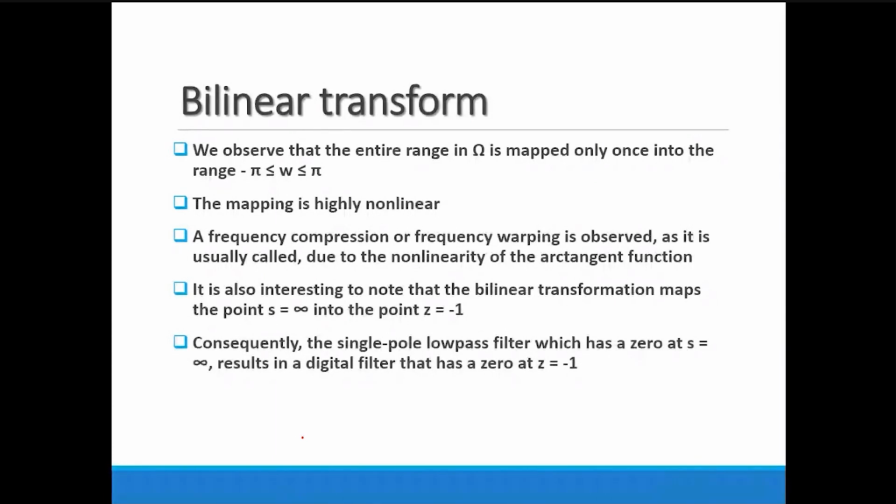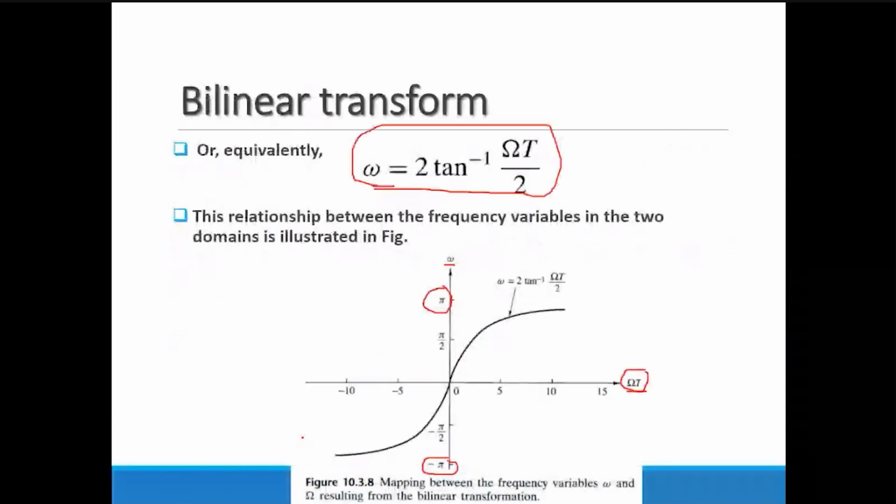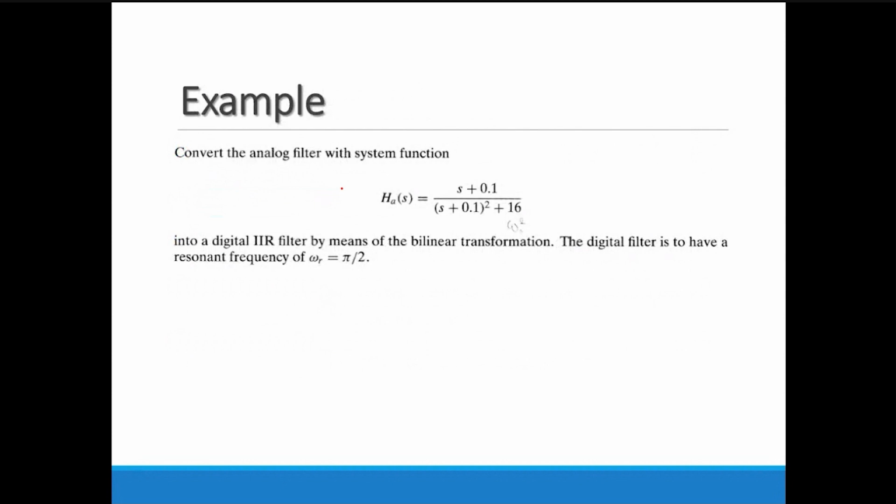Okay, so this is what we are achieving with the help of bilinear transformation. As we have seen, it can implement the entire range of analog frequencies in the range of minus pi to pi. So this is the method which we can utilize for the conversion of any analog filter into a digital filter, maybe low pass, high pass, band stop, or band pass. Okay, so let us take one example based on this.